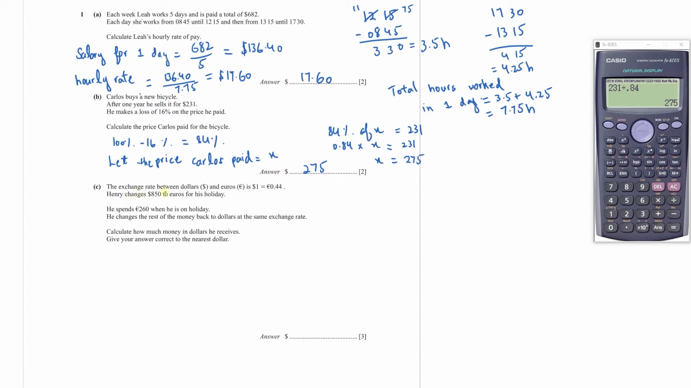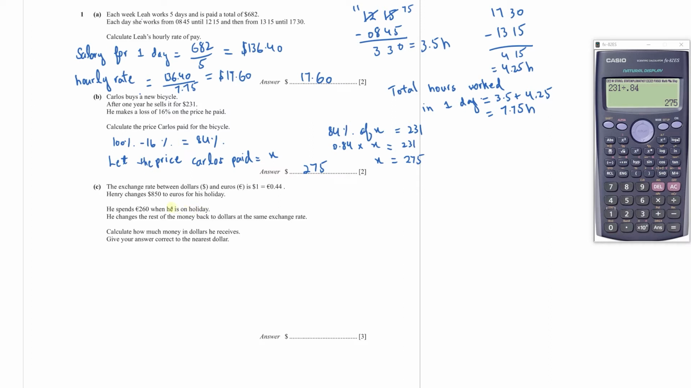Part C is the exchange rate between dollars and euros is $1 equals 0.44 euro. Henry changes $850 to euros for his holiday. He then spends 260 euros on his holiday. He changes the rest of the money back to dollars at the same exchange rate. Calculate how much money in dollars he receives, giving your answer correct to the nearest dollar.